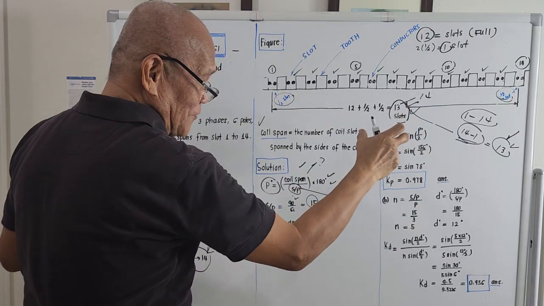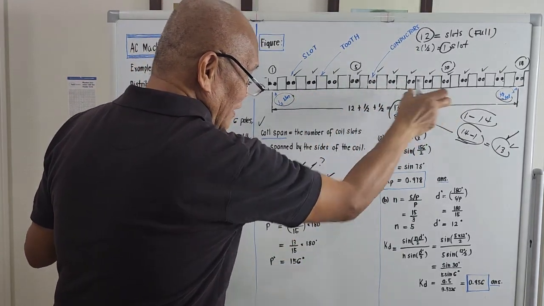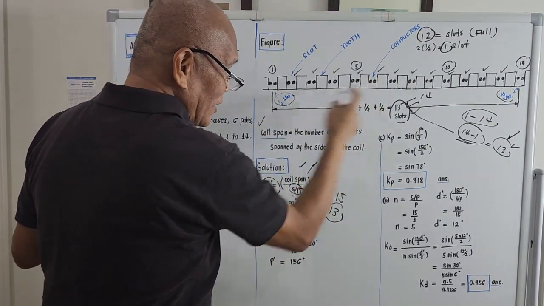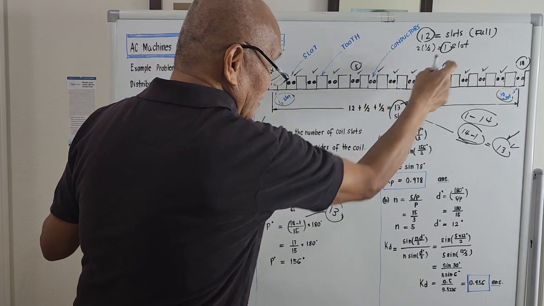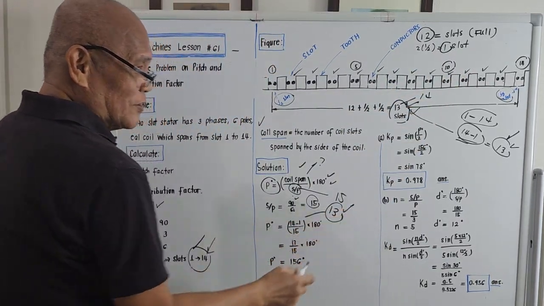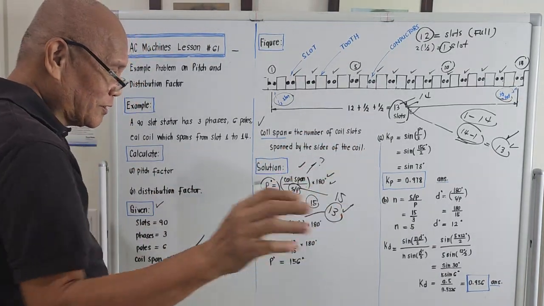And the physical proof is this one. There are 12 full slots in between, and there are 2 half slots in between. 1/2 here, 1/2 here, and there are 12, so it's 13. So this is 13. This is 13. So we have corrected the error from lesson number 60. Sorry for that one, guys.